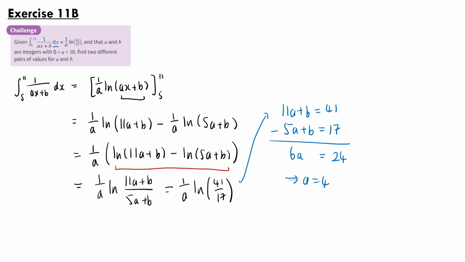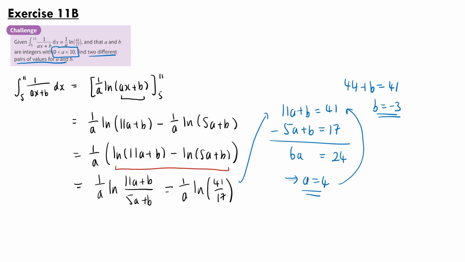And 4 is between 0 and 10, so we're okay. Then, putting this back into the top equation here, gives us 44 plus b equals 41. So b is equal to minus 3. So now we've got a equals 4 and b equals minus 3 as one possible pair of values for a and b. But notice that the question asks us for two different pairs of values, which is a bit confusing, right?